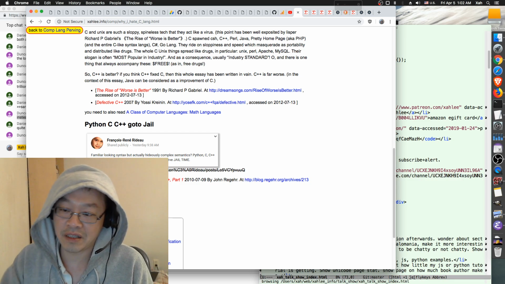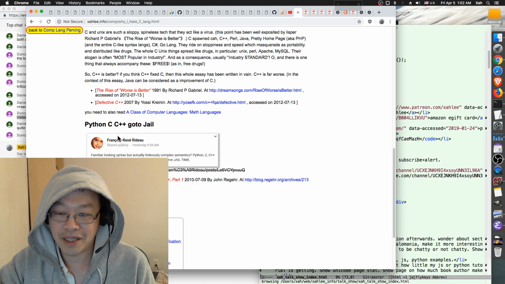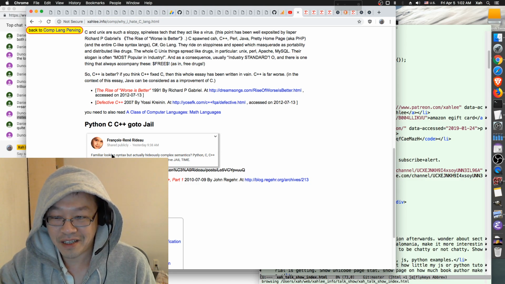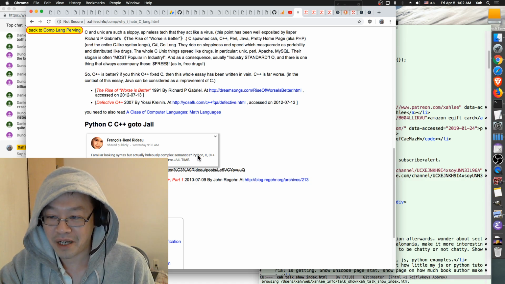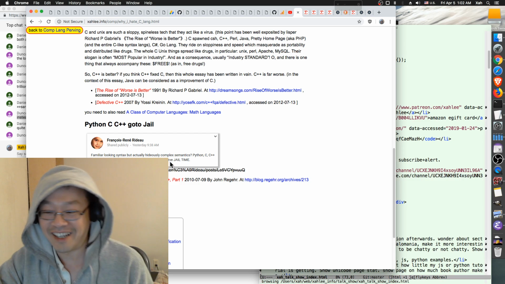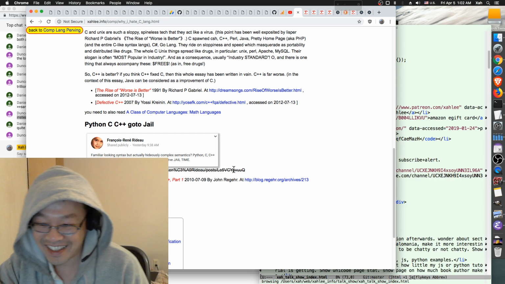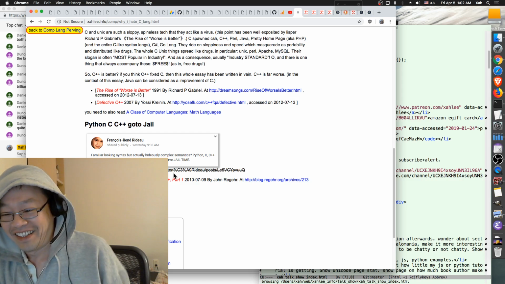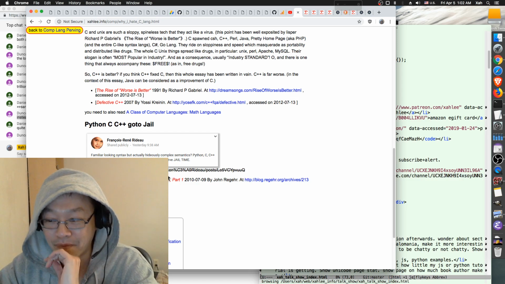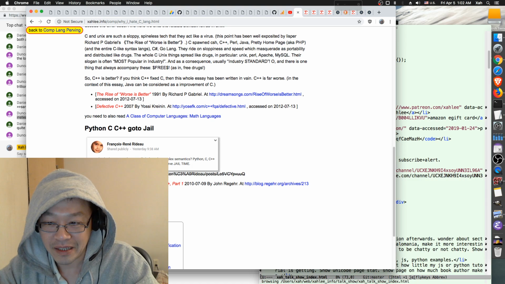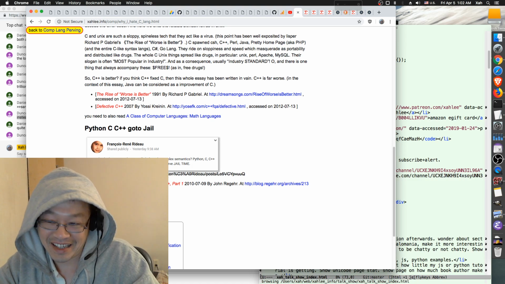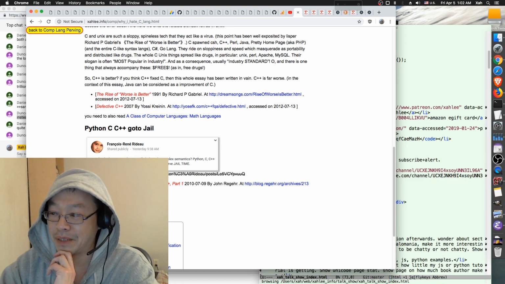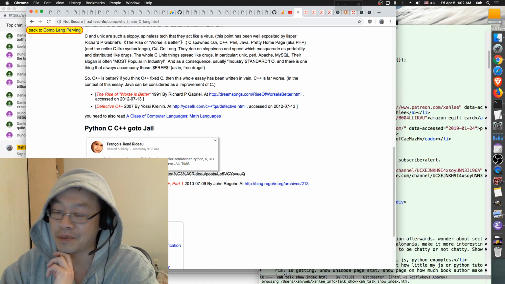I don't know if he still works at Google, but anyway, he says: familiar looking syntax, but actually hideous complex semantics. Python, C, C++ are attractive nuisances whose authors deserve jail time. Yeah, I totally agree with the sentiment. However, I know, of course, a lot of people do not agree.